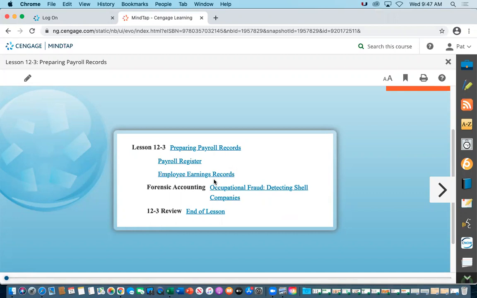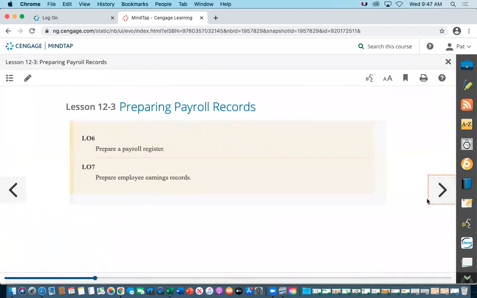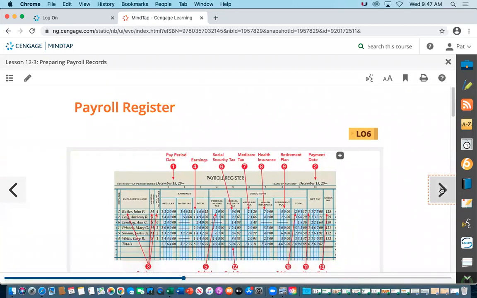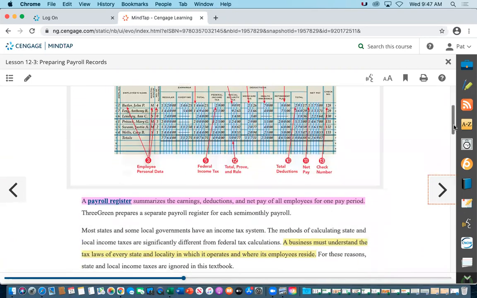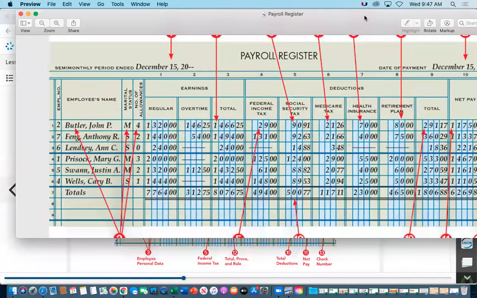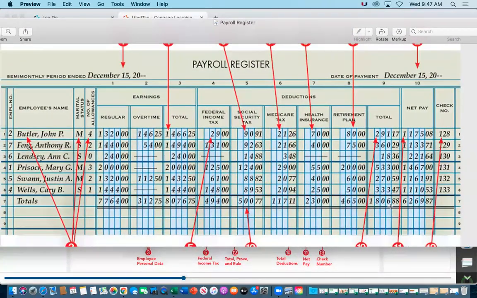This has a lot of what we've done summarized onto some records. The second part's going to be a lot more just copying than anything. It talks about the payroll register. All right. And so what I'd like to do is, I screenshotted the payroll register so we could take a look at it. All right.